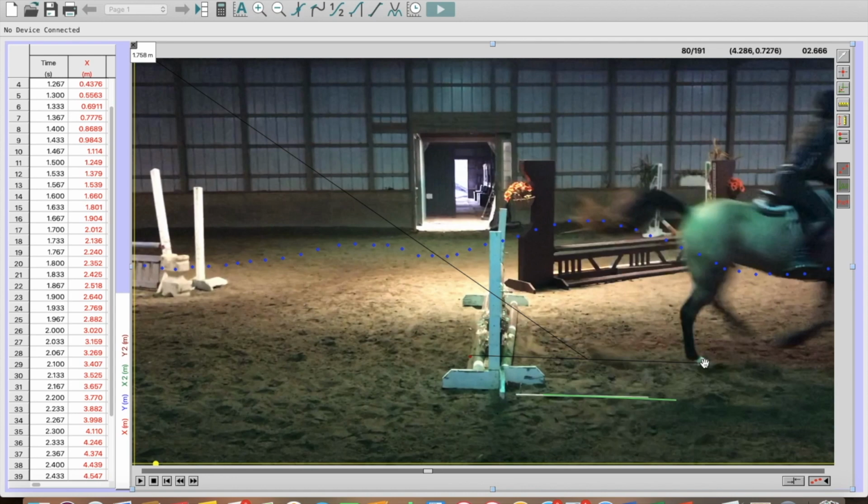1.758. So we can see the relationship: a long distance from the jump equals a long total jump, and a short distance from the jump equals a shorter total jump.